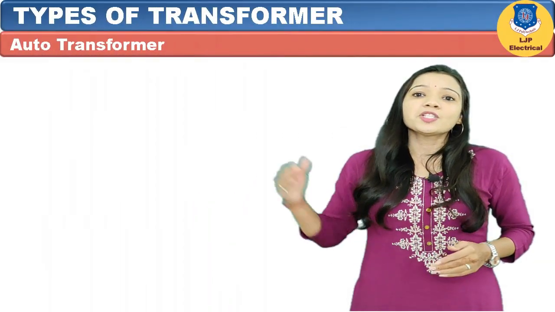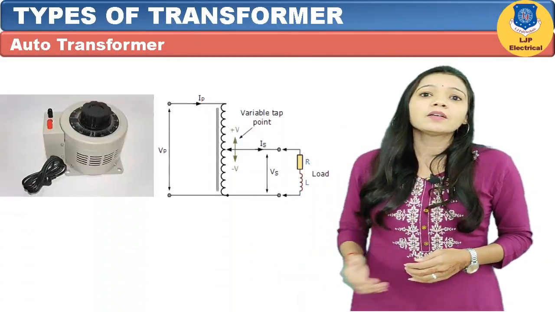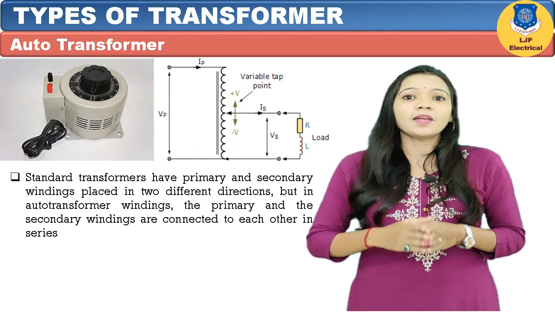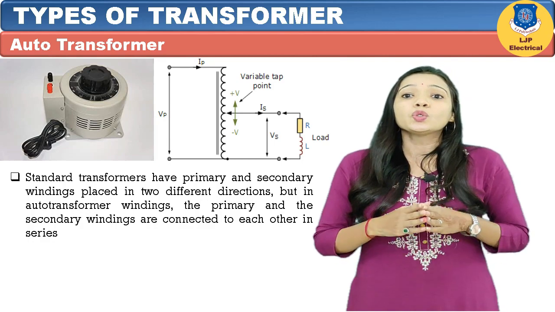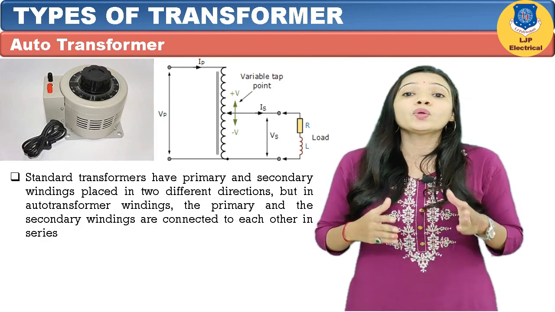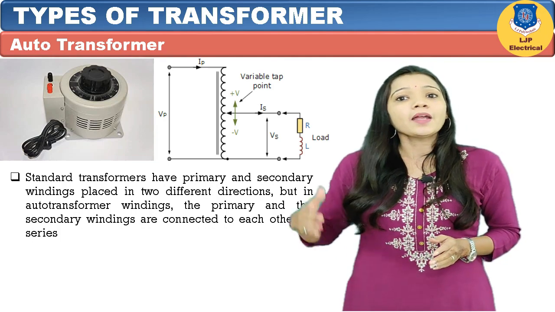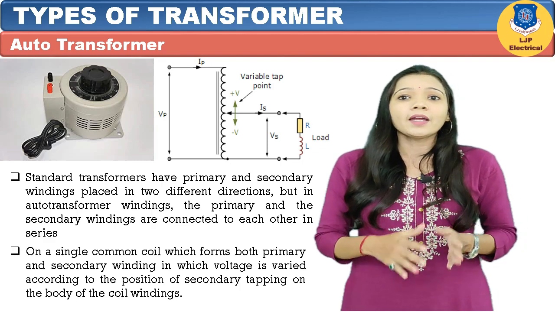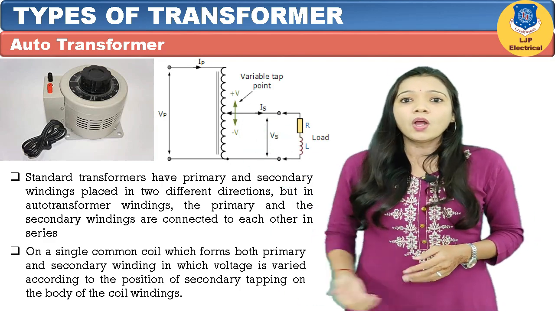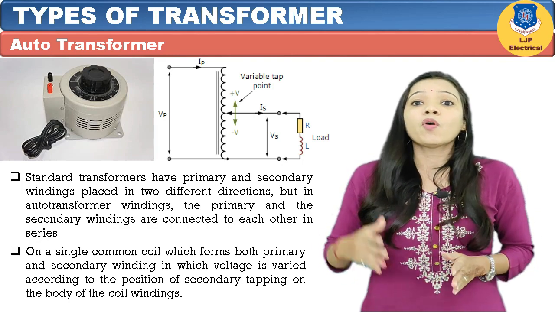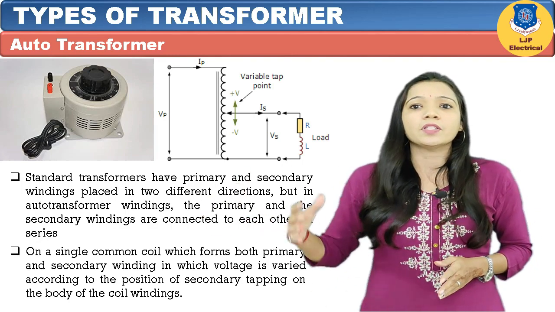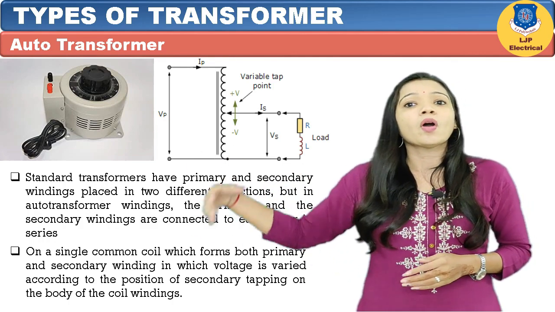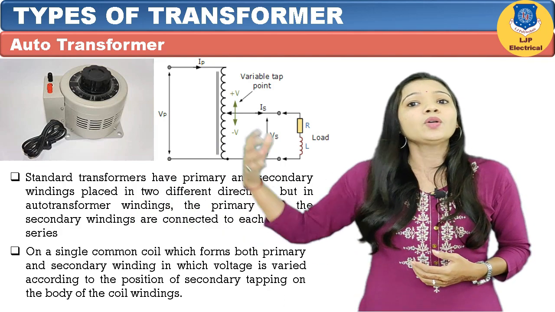The next is the transformer based on the winding arrangement. So it is the auto transformer. Standard transformers have primary and secondary windings placed separately, but in an auto transformer, the primary and the secondary windings are connected to each other in series, both physically and magnetically, as shown in the figure, on a single common coil which forms both the primary and secondary winding, in which voltage is varied according to the position of the secondary tapping on the body of the coil winding.